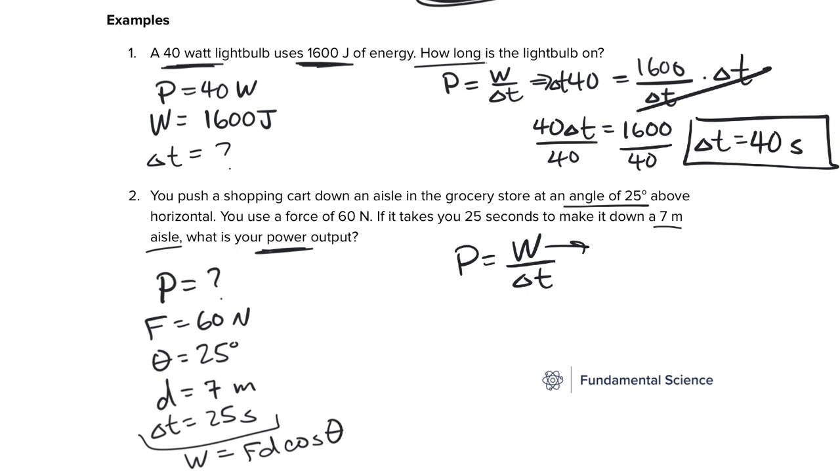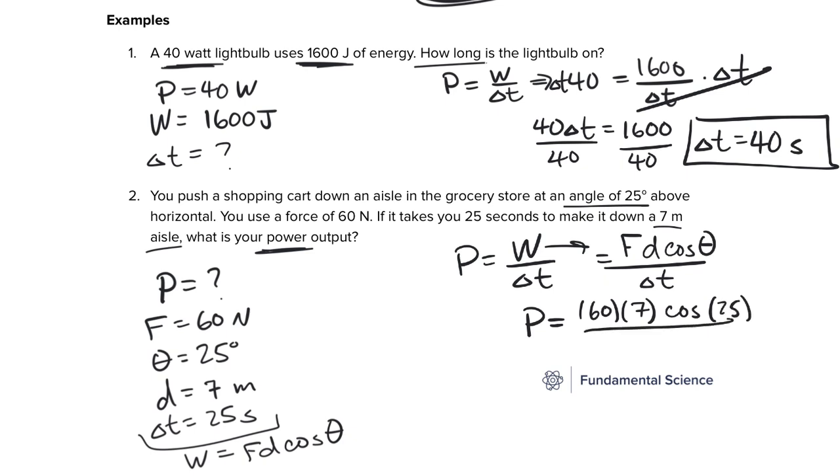So what that looks like is changing this work into F D cosine theta over delta T. And then I'm going to plug into it like that. So we'll say power equals, the force is 60 times the distance is 7 times the cosine of 25 divided by 25. And those are different 25s, as the angle and the seconds just happened to turn out as the same number.